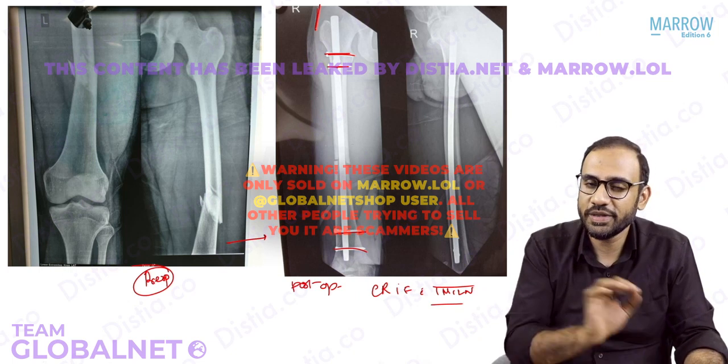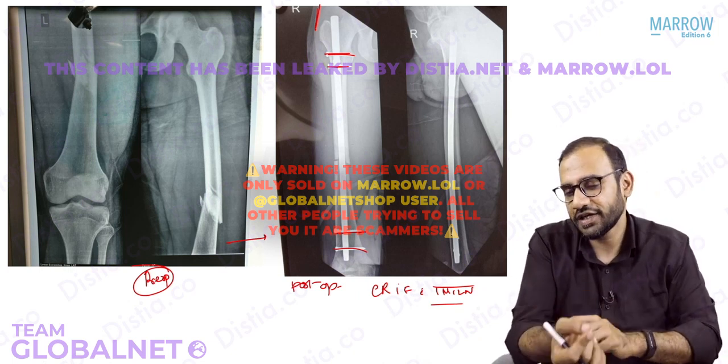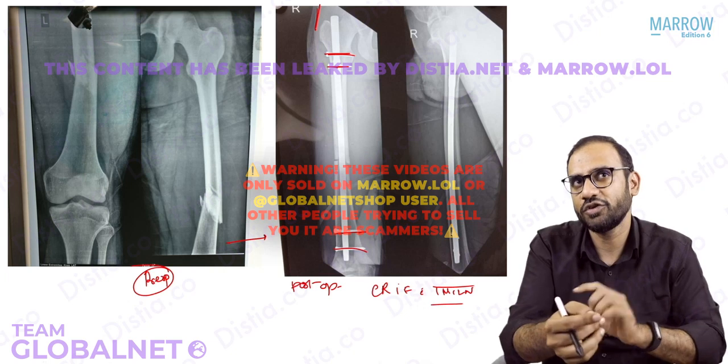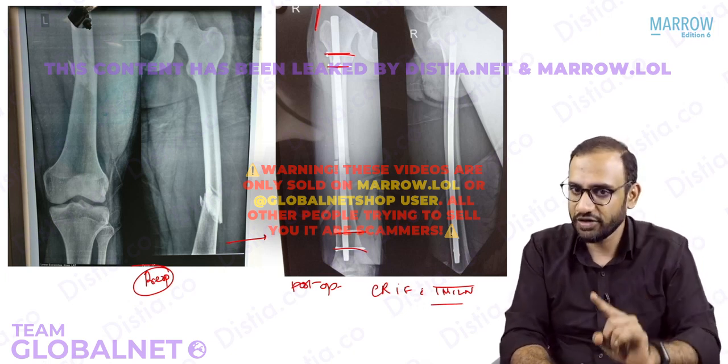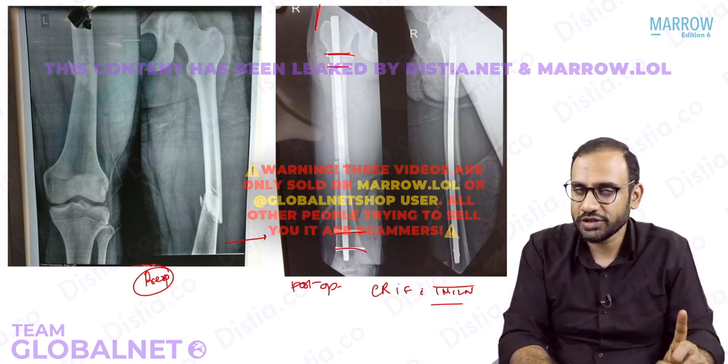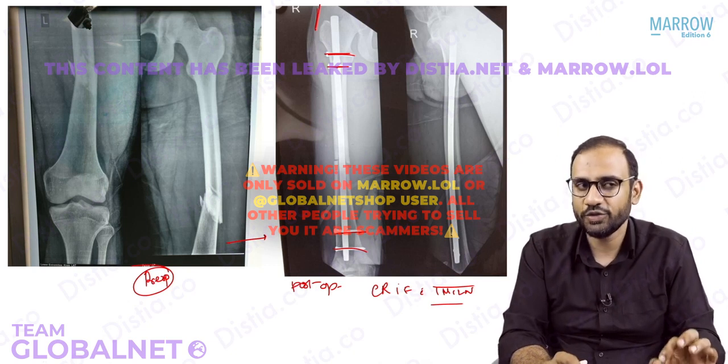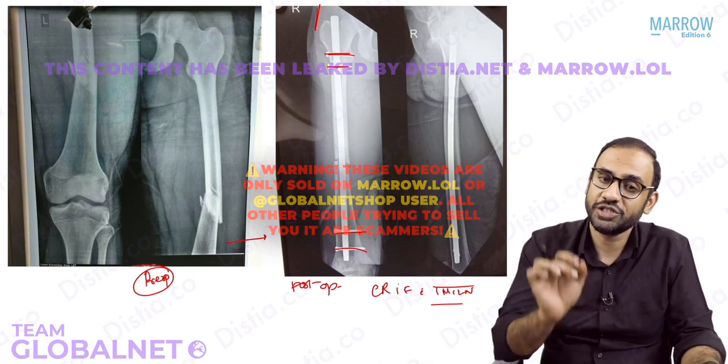Now, what is the treatment or the best treatment of shaft of radius fracture or shaft of ulna fracture? Remember, shaft of radius, shaft of ulna is an extra-articular fracture. So you can go for POP, closed reduction POP, but if you want the best treatment, you will go for open reduction internal fixation with plates.